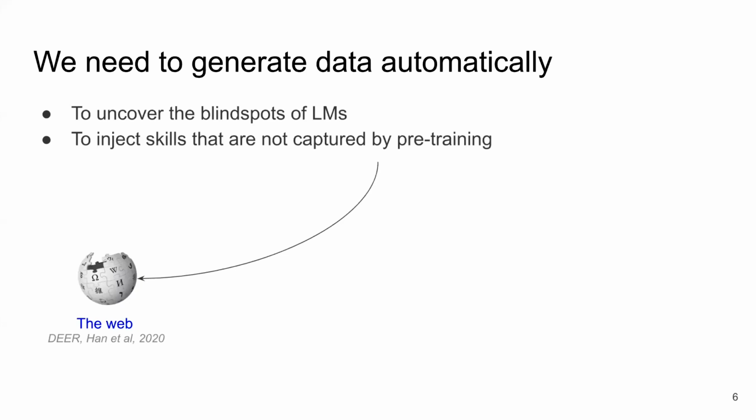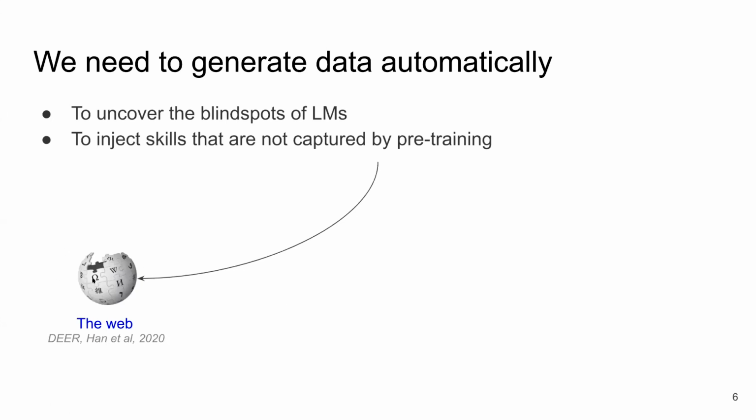There are multiple ways by which you can think about generating data automatically. One very natural way is to think about the web. Maybe we pre-train our models on a lot of data, but some subset of the web that is underrepresented in the pre-training data exists. And if we just pre-train on that, then that will be better.